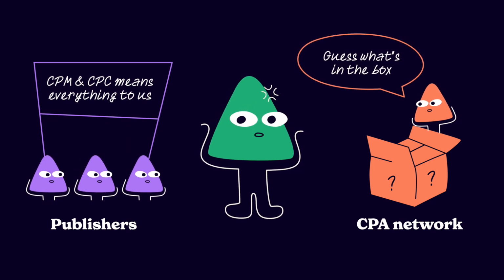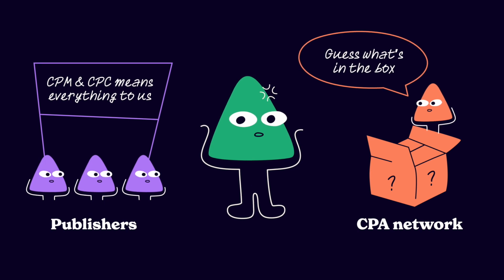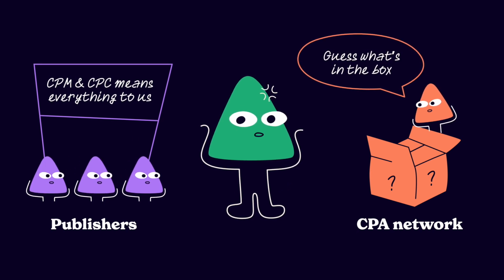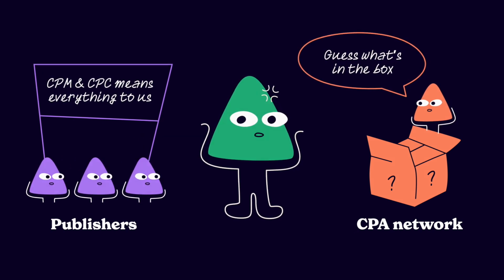Second, CPA networks are like black boxes. You don't know how they generate conversions for you or what media they use. The CPA network model lacks transparency. You can't replicate the success of a campaign or figure out why it failed. You completely depend on the ad network and can't influence the result.